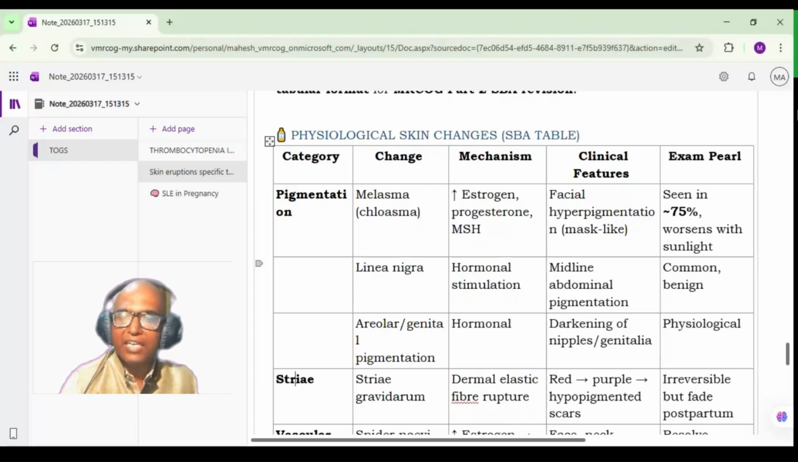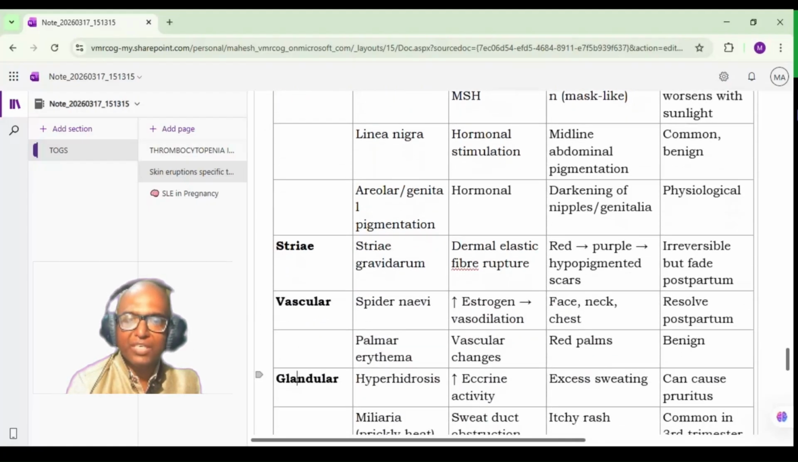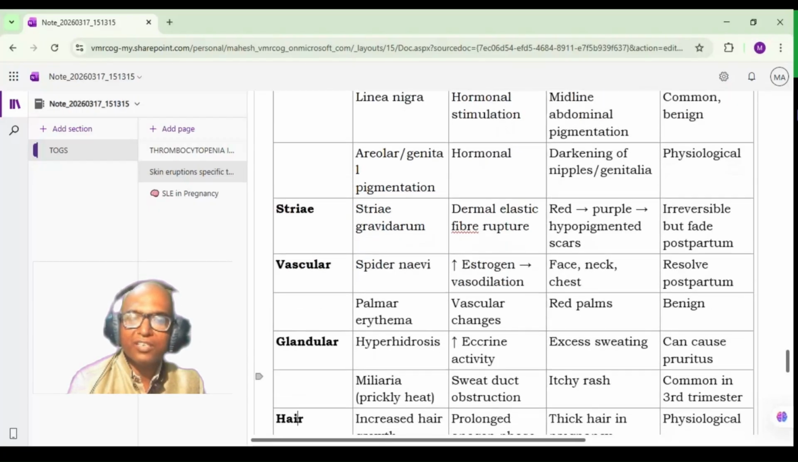Okay. Then linea nigra, under the hormonal stimulation, there is a midline abdominal pigmentation and it is a common benign condition. There can be areolar and genital pigmentation also. Striae also, we know that striae gravidarum are there. This is mainly because of the rupture of the dermal elastic fibers. They rupture and that is why you get the striae. Initially they are red in color, then they become purple, then they become hypopigmented. It is irreversible, but postpartum there is generally a fading.